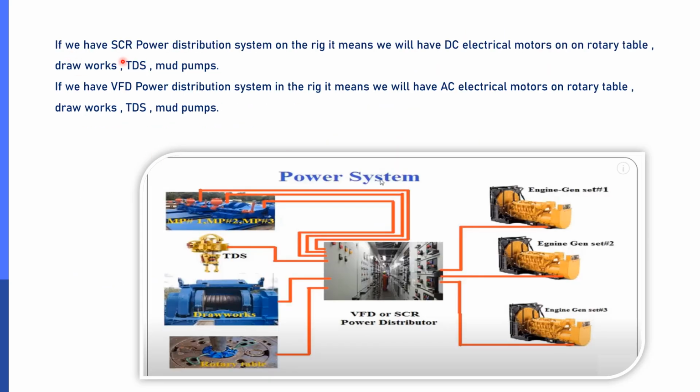If we have an SCR power distribution system on the rig, it means we will have DC electrical motors on the rotary table, draw works, TDS, and mud pumps. If we have a VFD power distribution system in the rig, it means we will have AC electrical motors on our equipment: rotary table, draw works, TDS meaning top drive system, and the mud pumps.